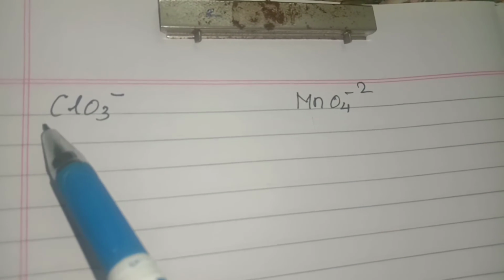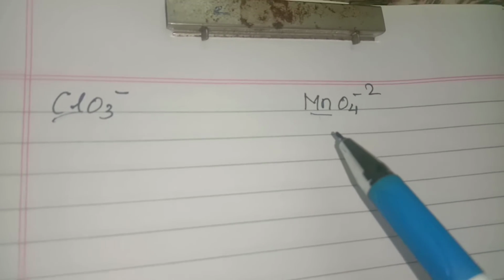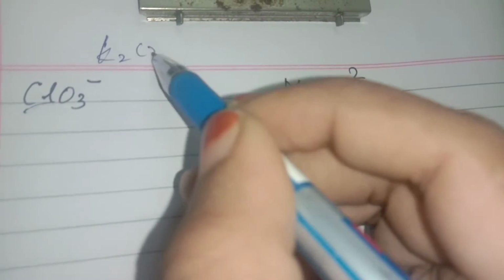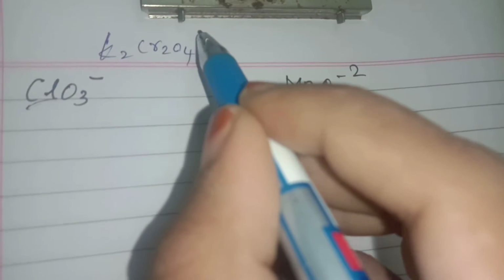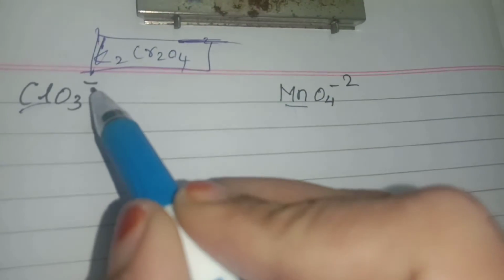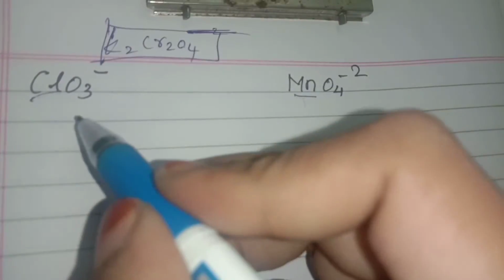Calculate the oxidation number values for these two elements. For chlorine and manganese we are going to calculate. Okay. See, before we calculated for elements like this only, where no charge is present here. There is no minus charge, there is no minus 2 present. But here, see here minus charge is present, here minus 2 is present. So we are going to calculate differently.